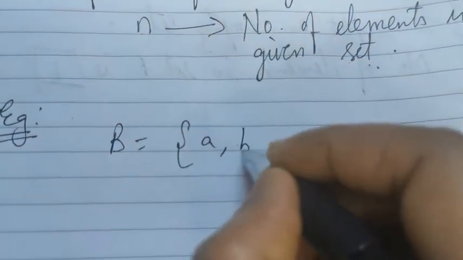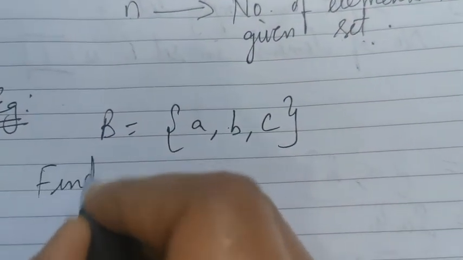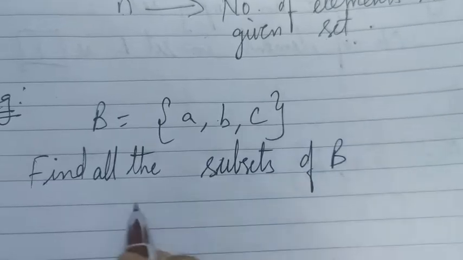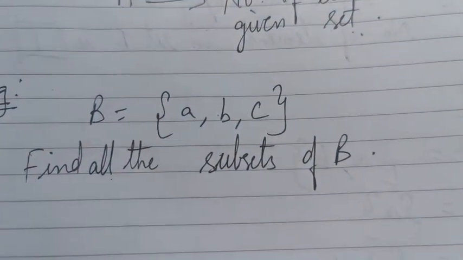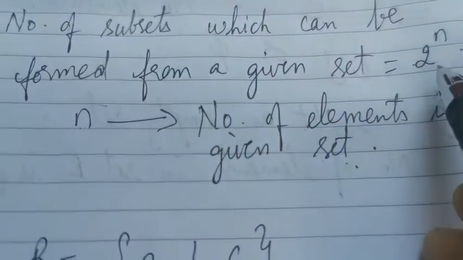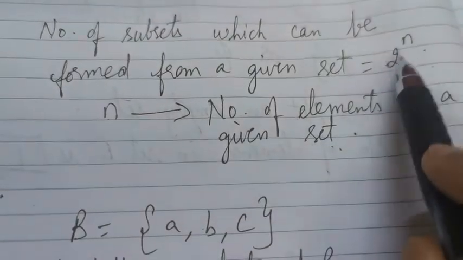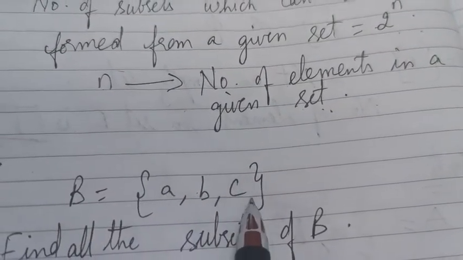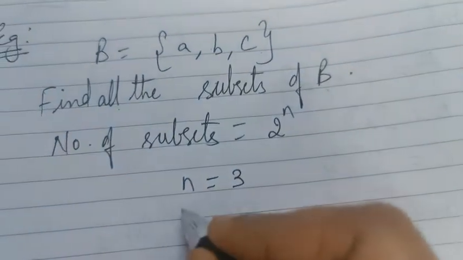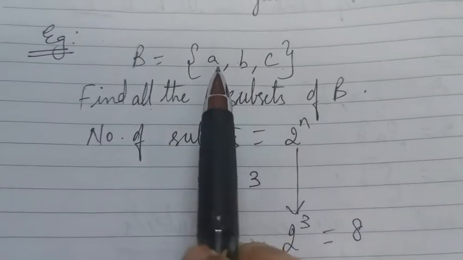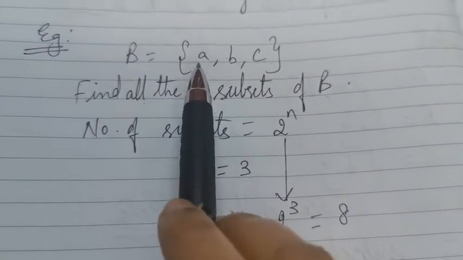Now let us try it out with an example. For example, the set B has 3 elements A, B, C. Now if the question is to find all the subsets of B, how many subsets can be formed? The number of subsets is equal to 2 to the power n, where n is the number of elements in the given set. Our given set has 3 elements, so the value of n here is 3. Therefore the number of subsets will become 2 to the power 3, which is equal to 8. So 8 subsets can be formed from this given set B.